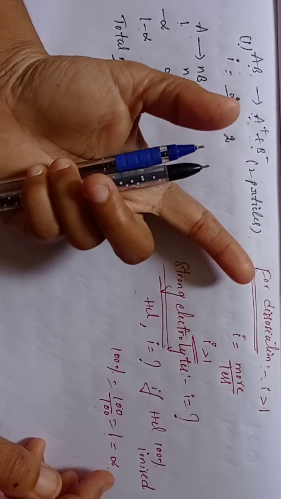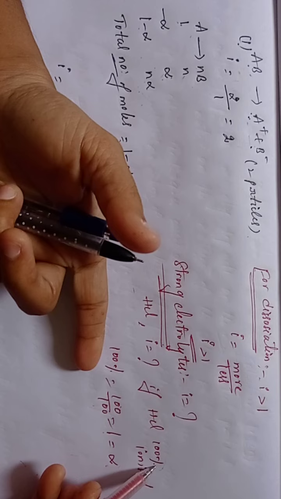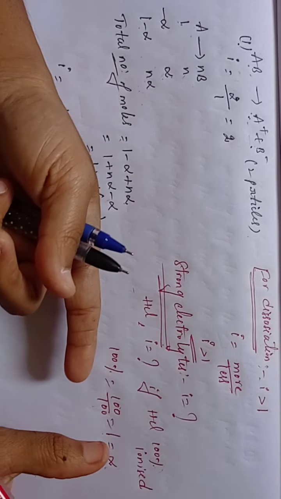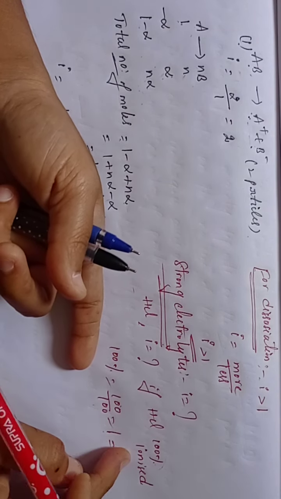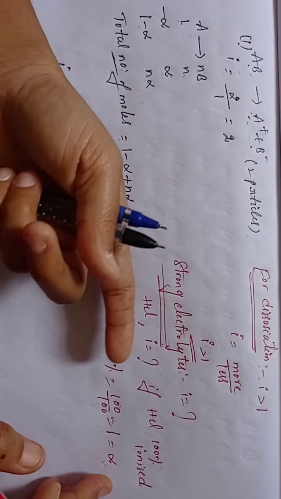So for the alpha value, we have to calculate how much percentage is ionized. Suppose here it is 70% ionized, then 70 by 100 gives the alpha value. That is the degree of ionization, the degree of dissociation. Here 100% ionized is given in the problem, so we calculate 100 by 100 is equal to 1, which is alpha.